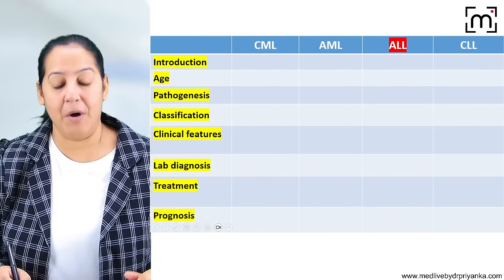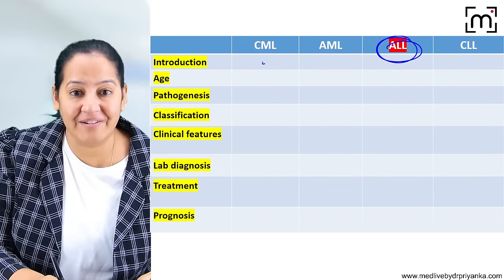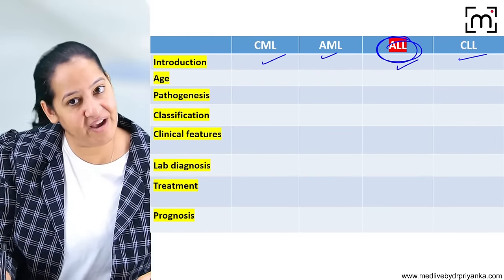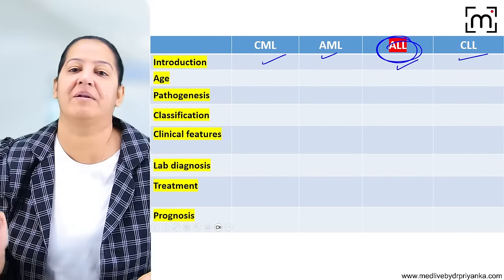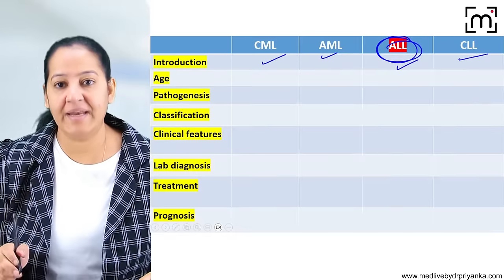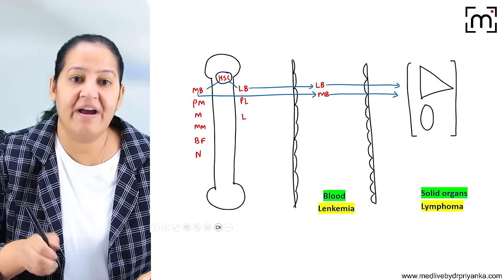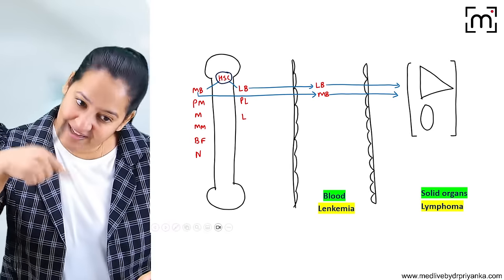So let's come to the next topic, that is ALL, the third leukemia. We have covered this. Now we will cover this and finally this one, and we will have a comparative table of all four. So let's come to ALL. So what is happening in ALL? Till now we have covered two, so let me revise what happened in CML and AML, and then come to ALL.